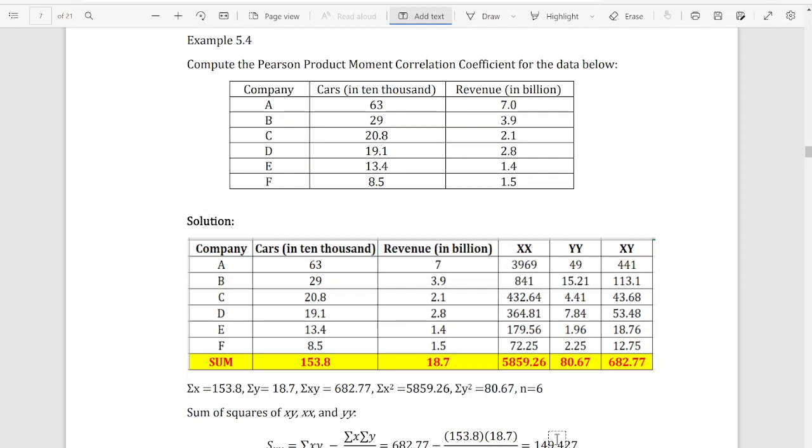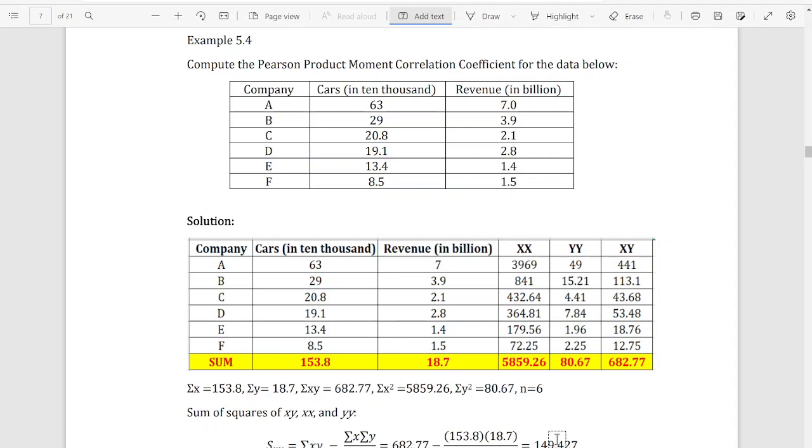And 29 squared, you get 841 and so on. For YY, the column for YY refers to the square of the revenue, that is the Y variable. So 7 squared, you get 49. 3.9 squared, you get 15.21 and so on. And then the last one will be the multiplication of X and Y. So 441 is equal to 63 multiplied by 7. To get 441, you multiply 63 by 7.